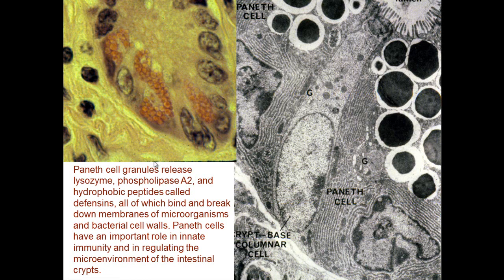Now the Paneth cell granules release lysozyme. There are lysosomes and lysosomal enzymes, hydrolytic peptidases, there are called defensins, and they break down the membrane of microorganisms. Paneth cells are important in the immune regulation of the microenvironment of the intestinal crypts or the intestinal glands that we have.